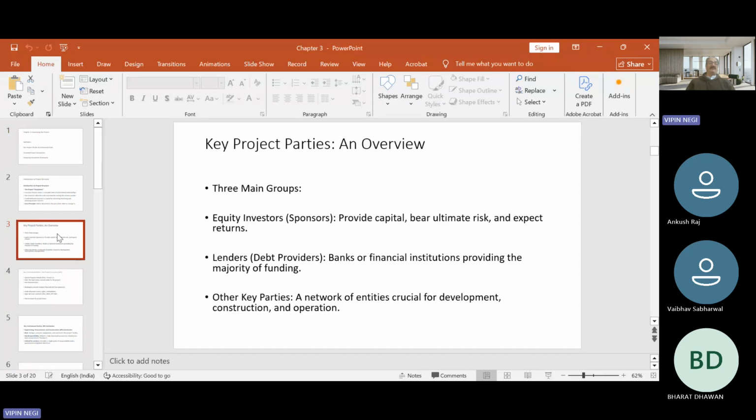Right? So as far as key project parties or sponsors are concerned, we have equity investors, we call them project finance sponsors, who provide capital, bear ultimate risk, and expect returns. So let's talk about the first one, that is equity investors or sponsors.